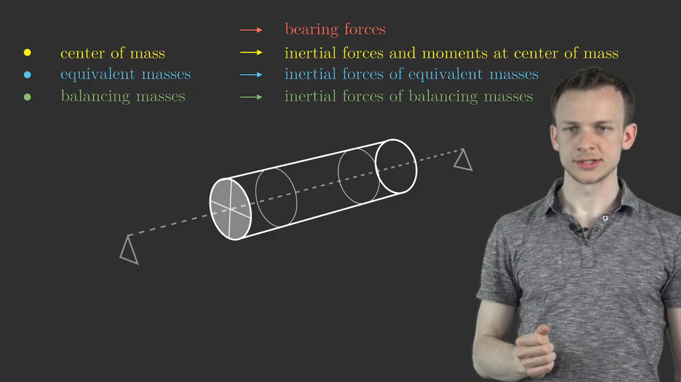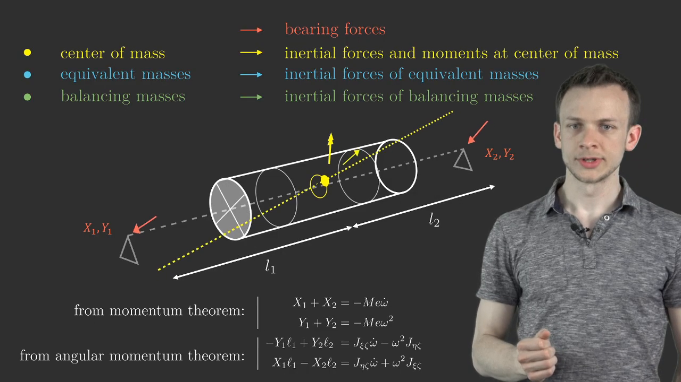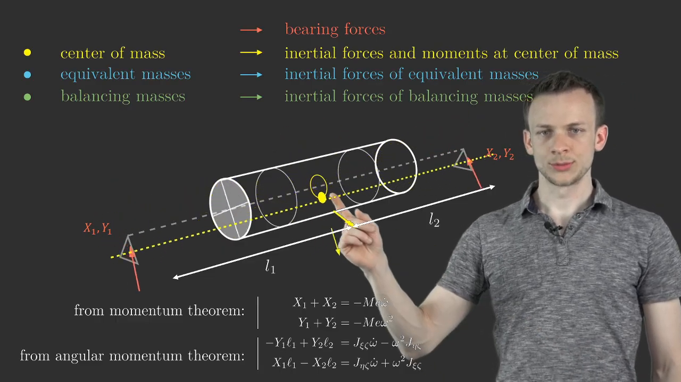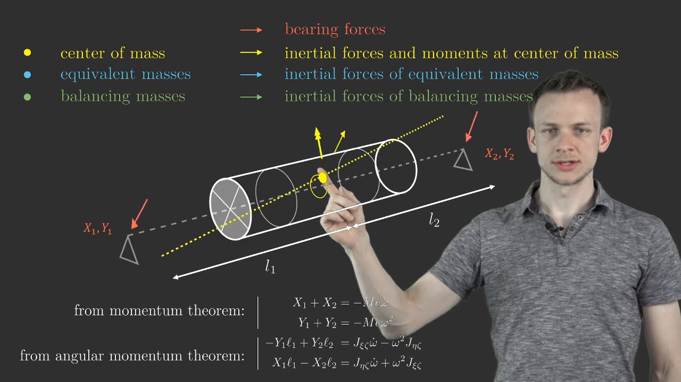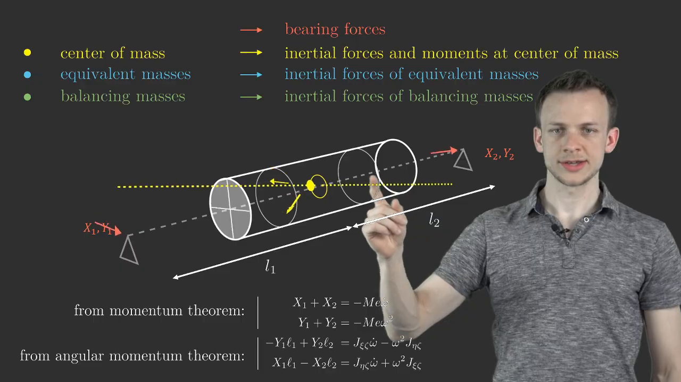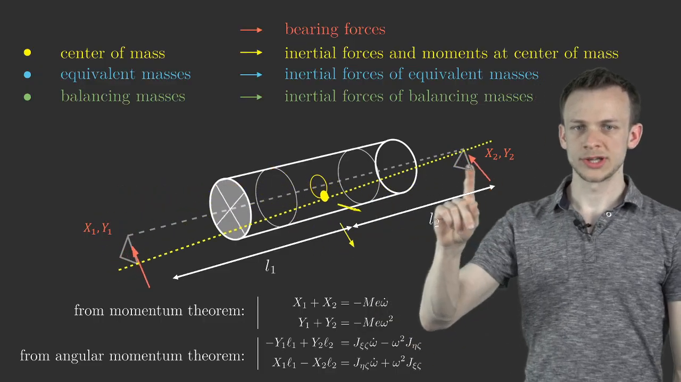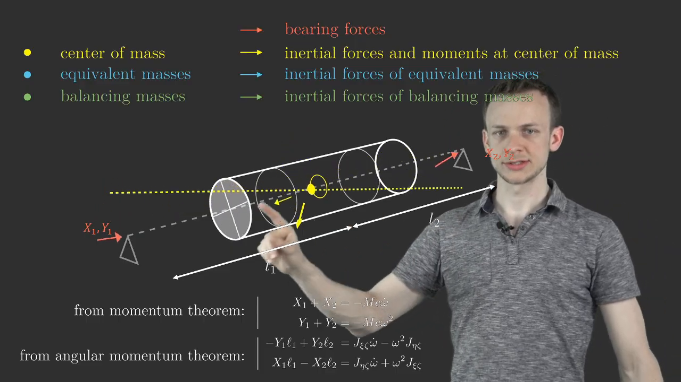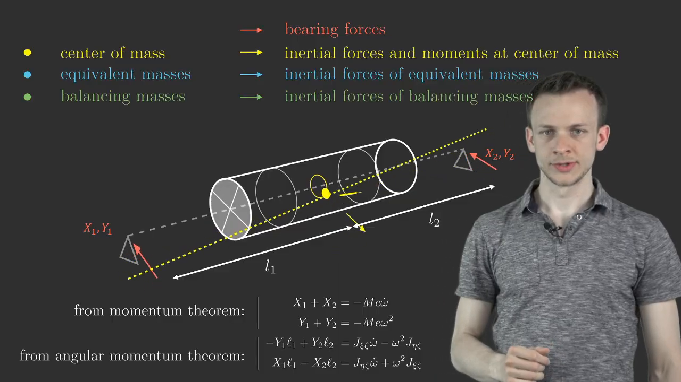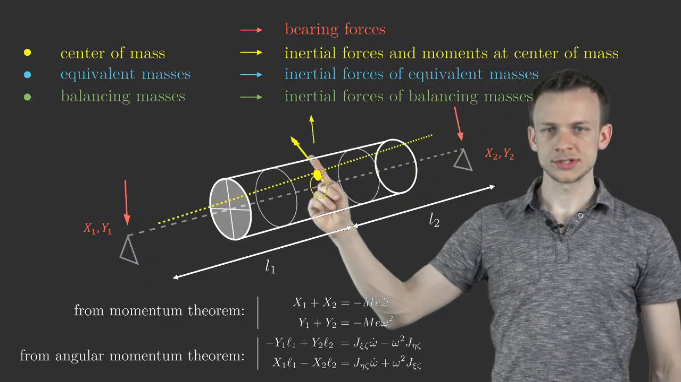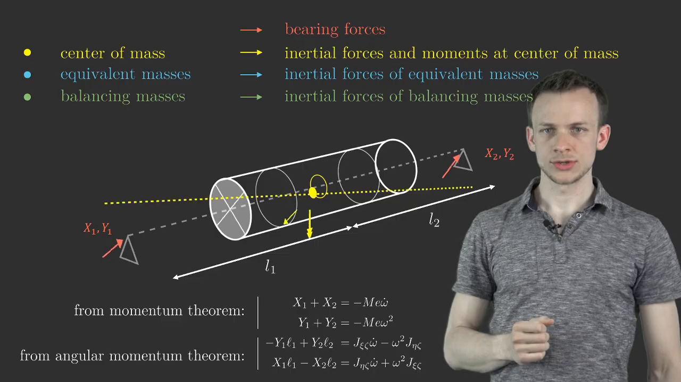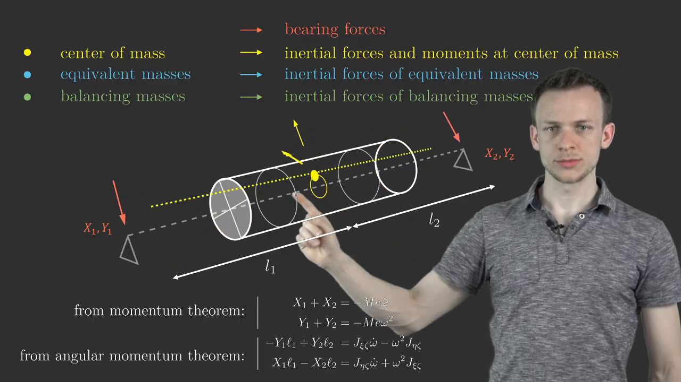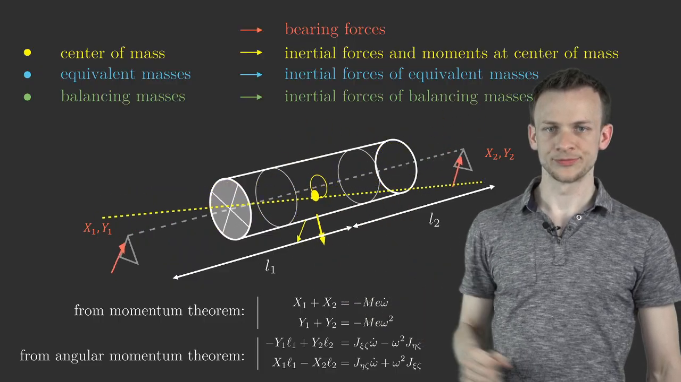So in a general case, we would have a system like this, where the center of mass here has a certain offset to the rotational axis, and also the principal axis, the yellow one, is not parallel to the rotational axis, the gray one here. So we have a certain centrifugal force, which is the single arrow, and a certain inertial moments, which is the double arrow here.